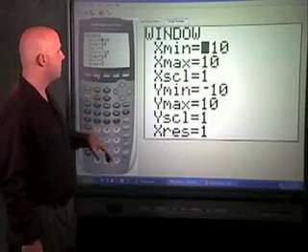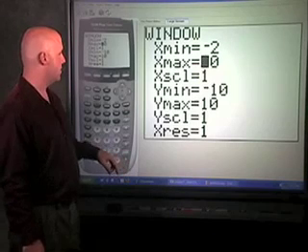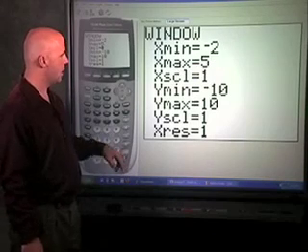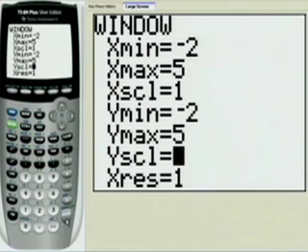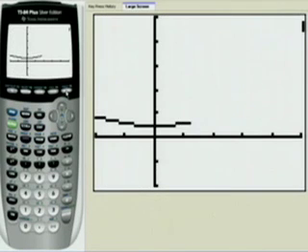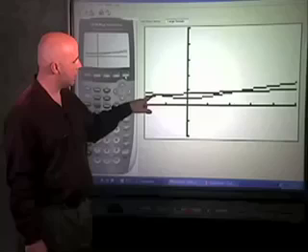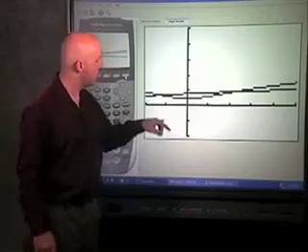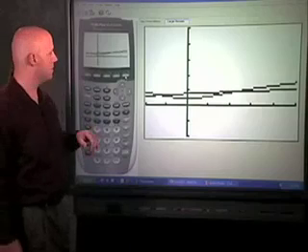So we'll go to our window setting, and we might cut that down: x min to -2, x max maybe 5, and we use a scale of 1. For y min, let's use -2 and a y max of 5, and let's graph that. And we see our graph for y1, and here we see the graph of y2 coming through, and we see 2 points of intersection. We get one point over here on the negative side, another point over here on the positive side. We're going to find those 2 points of intersection.